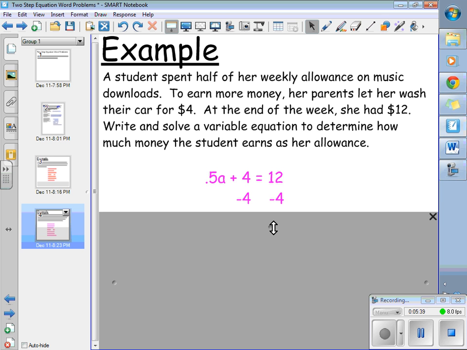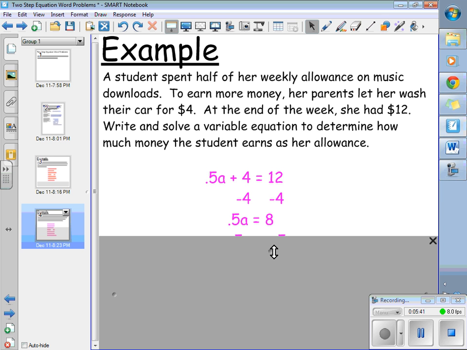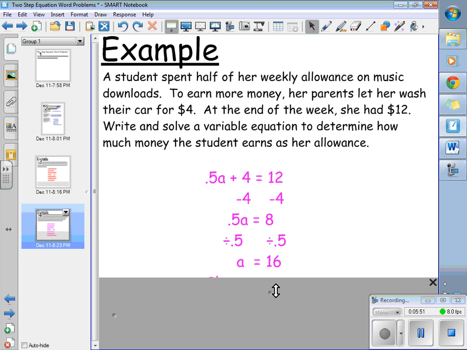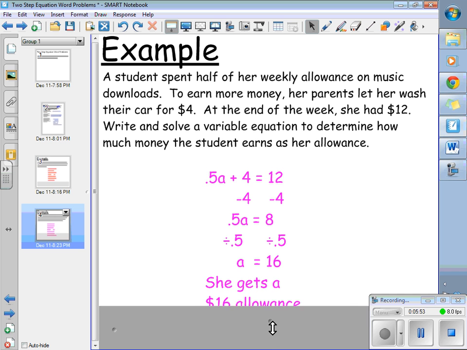Subtract the $4 to see that 5/10 A is equal to 8. Divide by the 5/10, and you've got her allowance is $16. So she gets a $16 allowance.